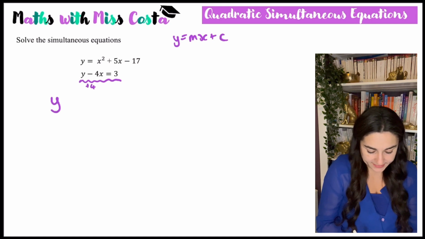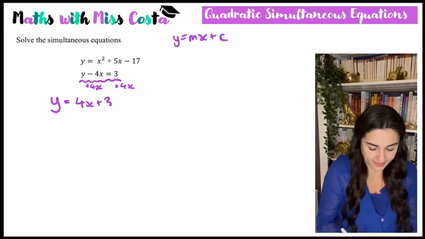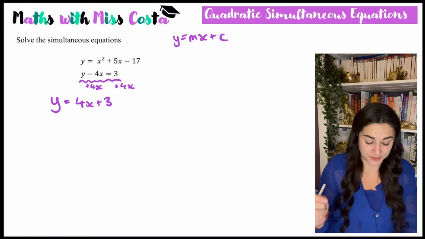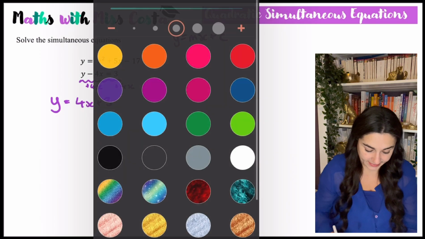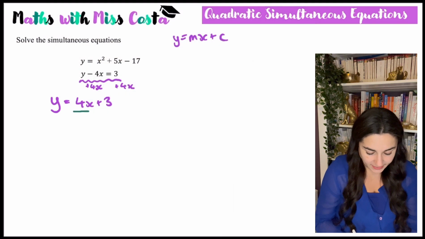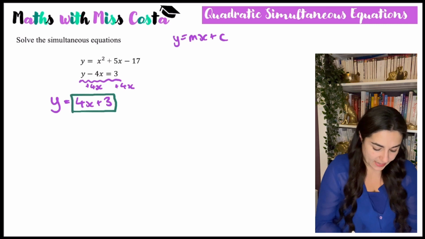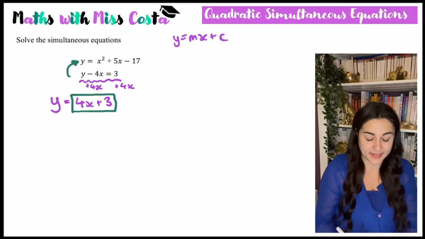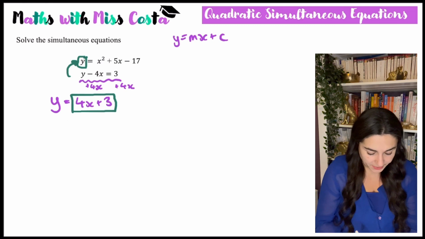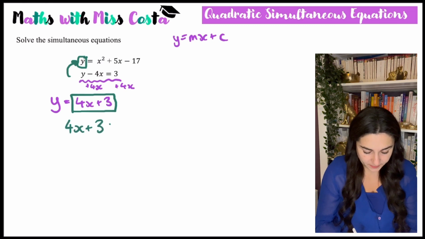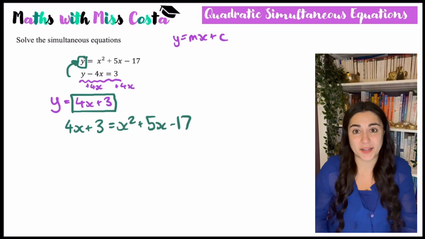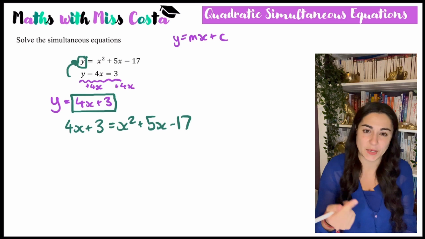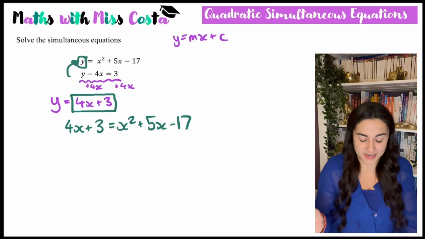Let's add 4x to both sides, and that would become y equals 4x plus 3. The reason I've done this is because then I can just substitute that in for anywhere I see a value of y. So if y equals 4x plus 3, in the quadratic equation, wherever I see a y, I can substitute 4x plus 3. So I'd say 4x plus 3 equals x squared plus 5x take 17. And now what I'm doing is working with only one variable, which is the x, so I can solve it and find out what the value is.